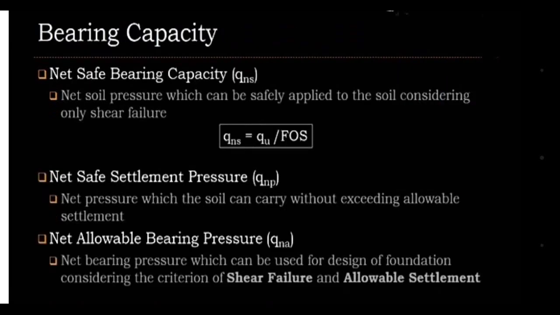Next we talk about net safe bearing capacity, QNS. QNS is equal to ultimate bearing capacity divided by a factor of safety, which we take around 2 to 3. Net safe settlement pressure is the net pressure which the soil can carry without exceeding allowable settlement. Net allowable bearing pressure is the net bearing pressure which can be used for design of foundation considering the criteria of shear failure and allowable settlement.